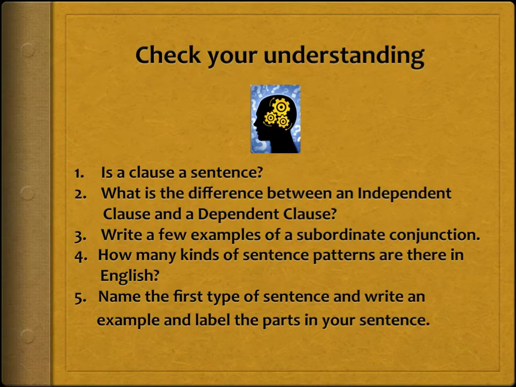Okay, let's check your understanding. Write your answers down, and then you can go on to the next slides to see the answers written down for you. But check your answers first. Is a clause a sentence? What's the difference between an independent clause and a dependent clause? Write a few examples of a subordinate conjunction. How many kinds of sentence patterns are there in English? Name the first type of sentence and write an example and label the parts in your sentence. After you've finished writing, go on to the next two slides and check your answers.